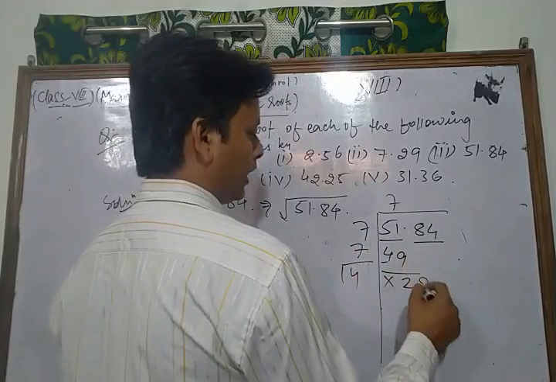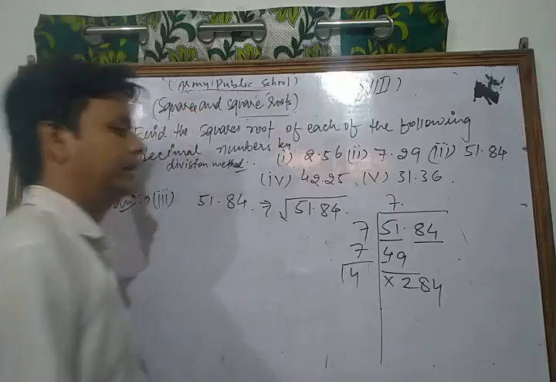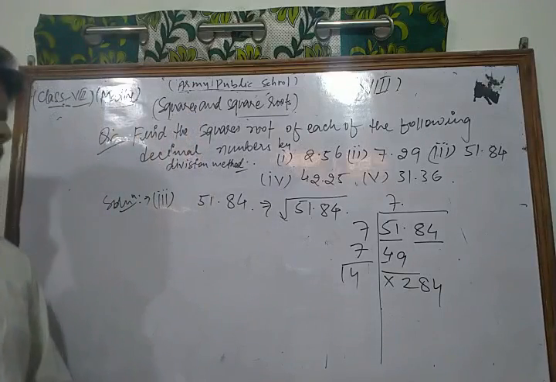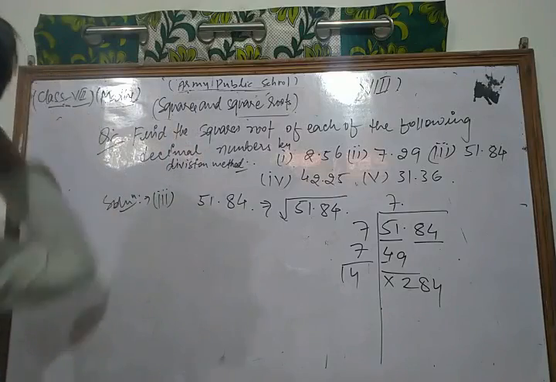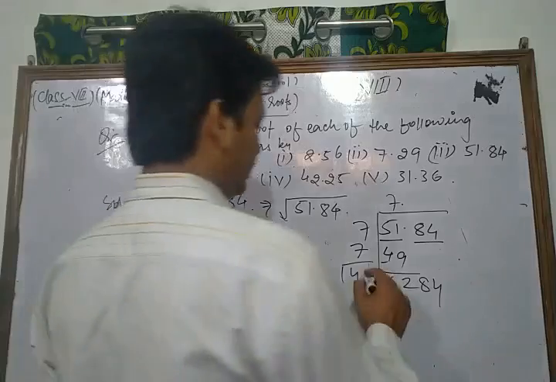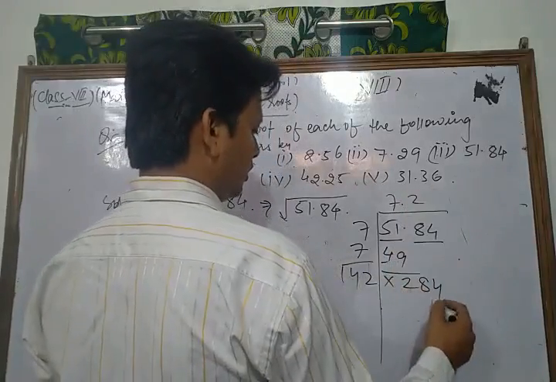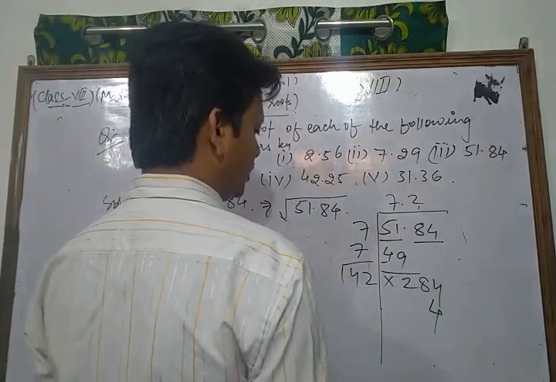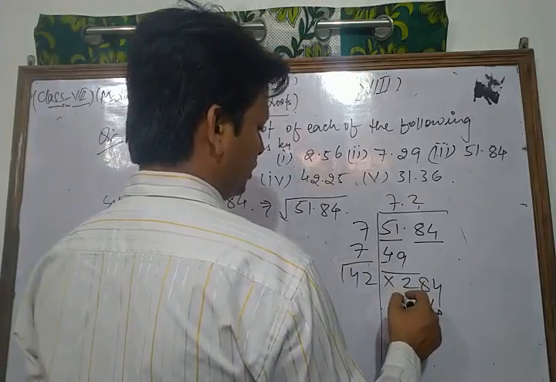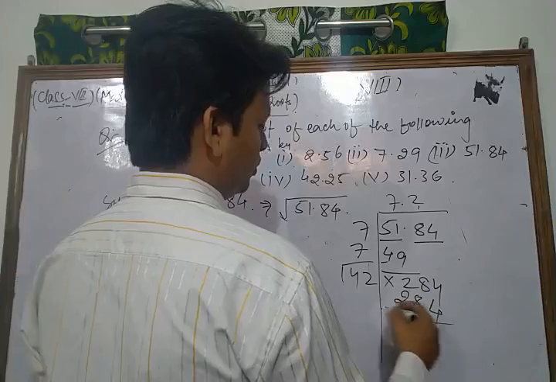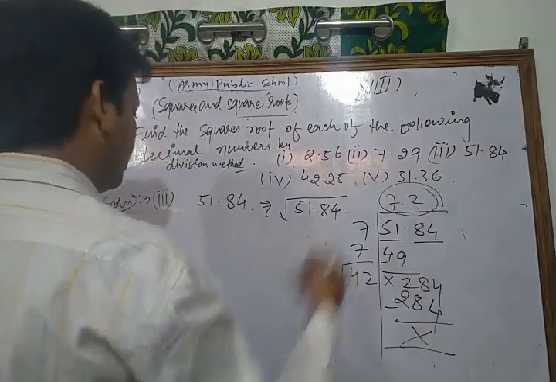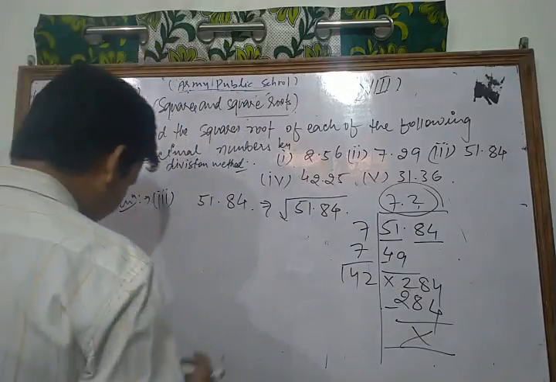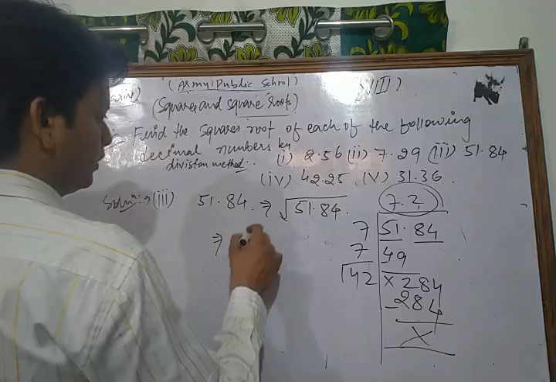Now before writing 84, we place the decimal here. Now we take 2 times, because 2 2s are 4, 2 4s are 8, and 2 1s are 2. Subtracting them, we get the remainder 0. So the last quotient is the required square root of the given number.